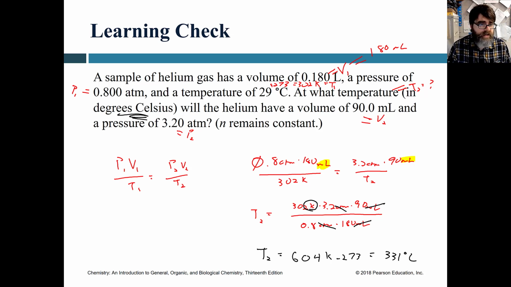I didn't do a check of the answer at the beginning, so let's take a look at that here real quick. We have a pressure that went up, and so that should cause the temperature to go up. We then have a volume that went down, and that should also cause the temperature to go up. So I expect the temperature to be higher than it was to start with. We started at 29 and ended up at 331. That sounds like a reasonable answer. And that finishes up section 5.